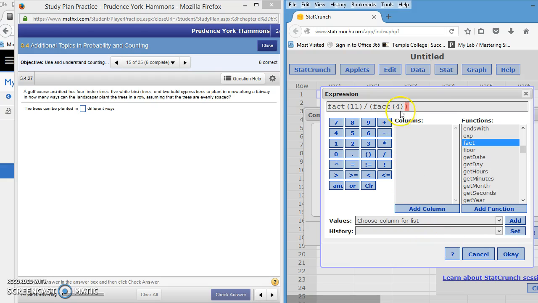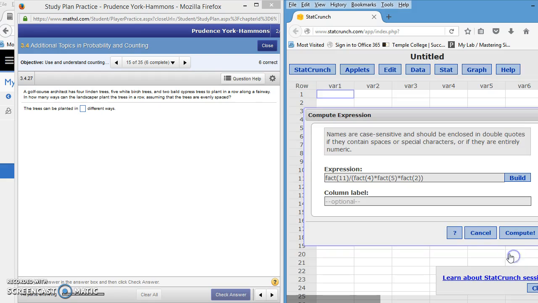And then I arrow out of that parenthesis and put a times sign. And then I'm going to do factorials again for the 5 white birch trees, so that's going to be a factorial of 5. Those birch trees, there's 5 of them, indistinguishable. So there are 5 factorial ways they can be arranged, and we wouldn't be able to tell the difference. Then I'm going to use my keyboard to arrow out, put one more times sign and another factorial, but this is for the 2 bald cypress trees, so that will be a factorial of 2.